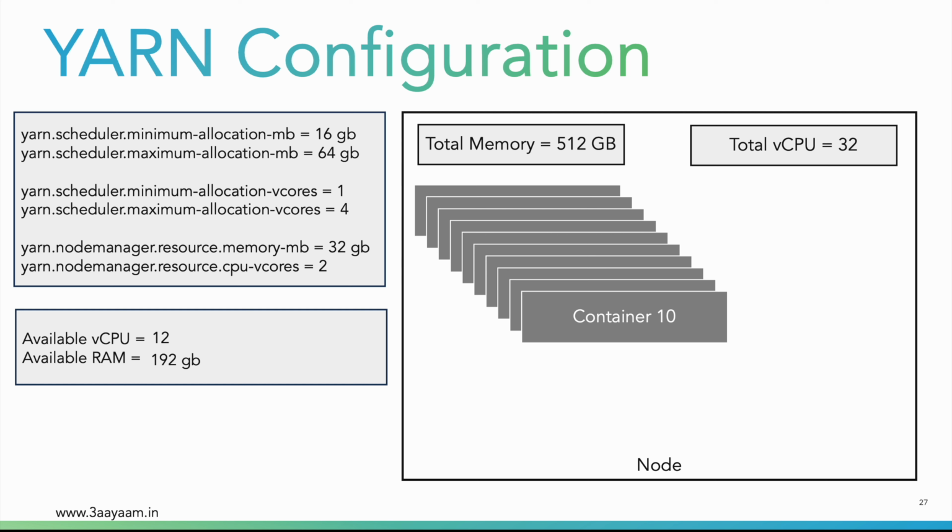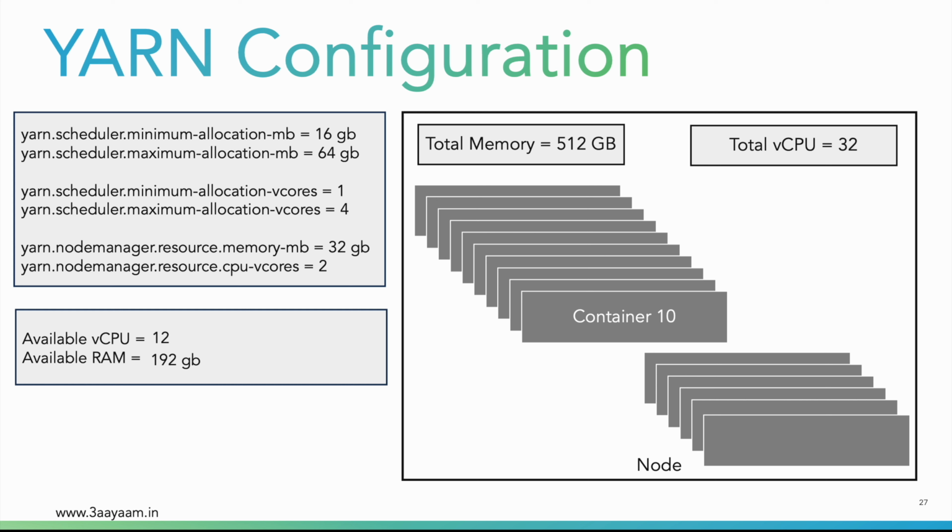Now, as you can see, we cannot launch 10 containers anymore in this node. Rather, yarn cannot launch 10 containers. So it would launch only 6 containers and the other 4 containers would wait. Why would it wait? Because there's no available memory anymore and there's no available vCPU anymore in this particular node. If there are memory and CPU available in the other nodes, then those 4 containers would be launched in the other node.